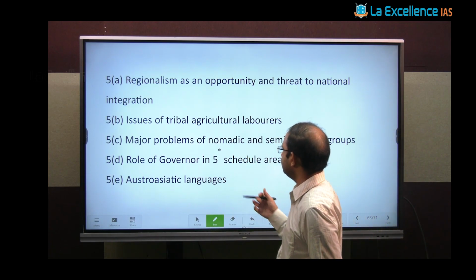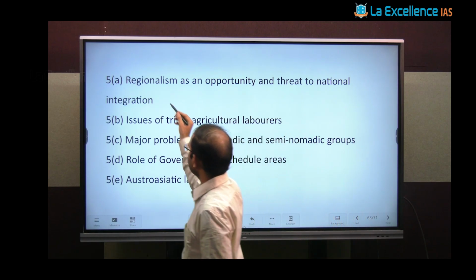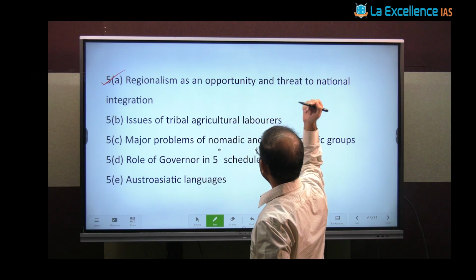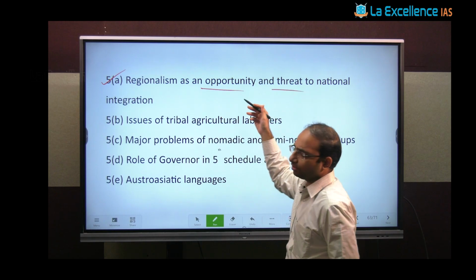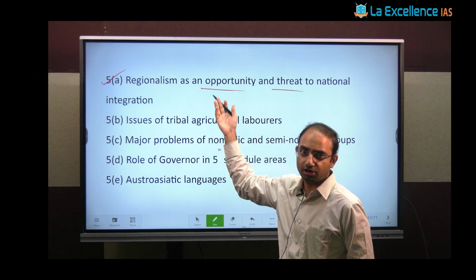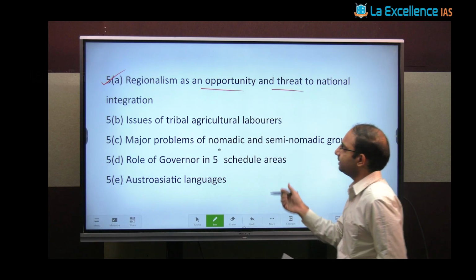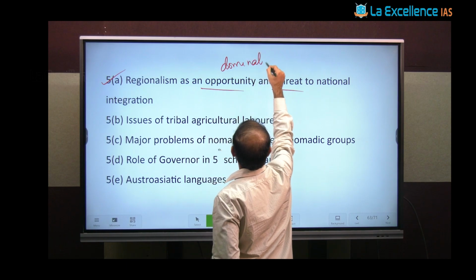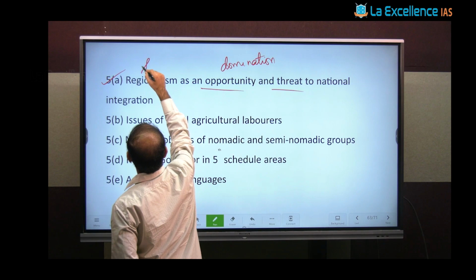This is an easier part of the section, easier part in the paper. First question is about regionalism. Here, just define regionalism, both how it is an opportunity and how it is a threat. As an opportunity, how it strengthens people's assertion, how it makes sure that one region does not dominate another region, how it helps in fighting domination.